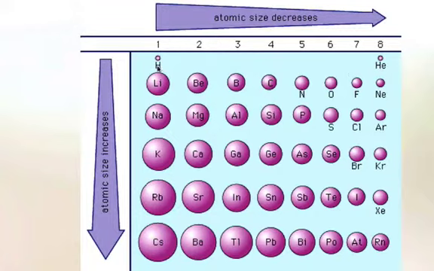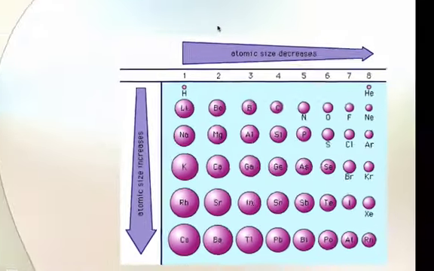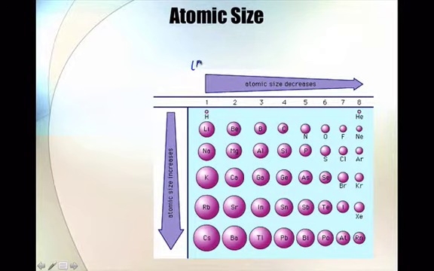So hydrogen's pretty small, helium pretty small. But if we get down here where we can see a little better, what you're going to notice is that atomic size gets smaller as you go across the row. And that's because of an increasing nuclear charge.